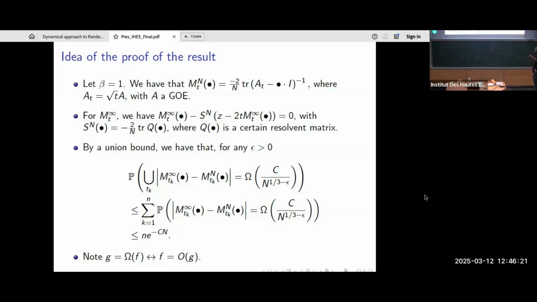MT infinity will have nice formulas. MTN is very close to that by random matrix estimates. So essentially, you have a way to say that at each slice of time, because this is a fixed time object, at each slice of this time grid, I have a good control on this type of difference between MT and MT infinity. You can see that here.